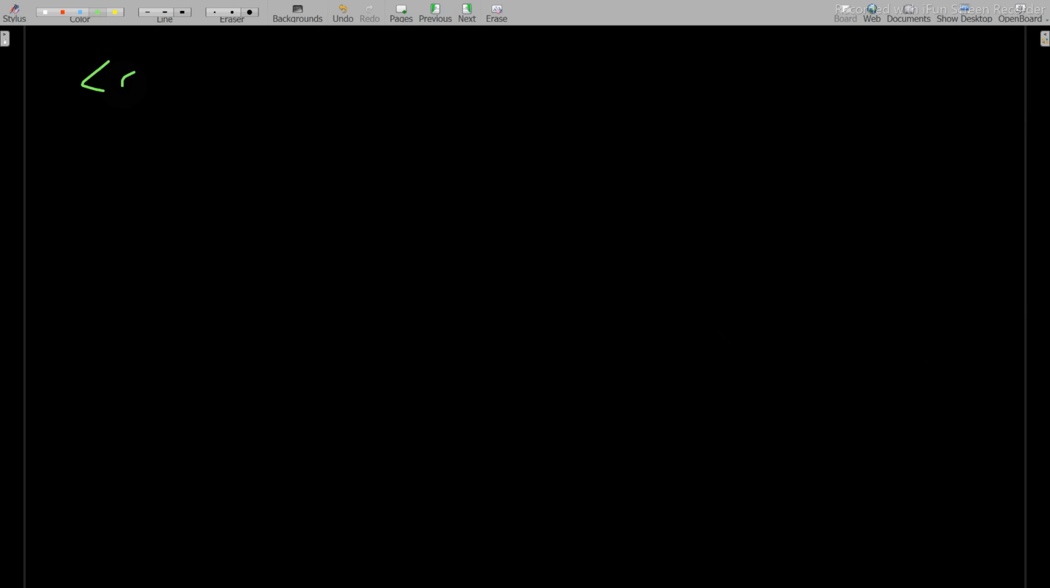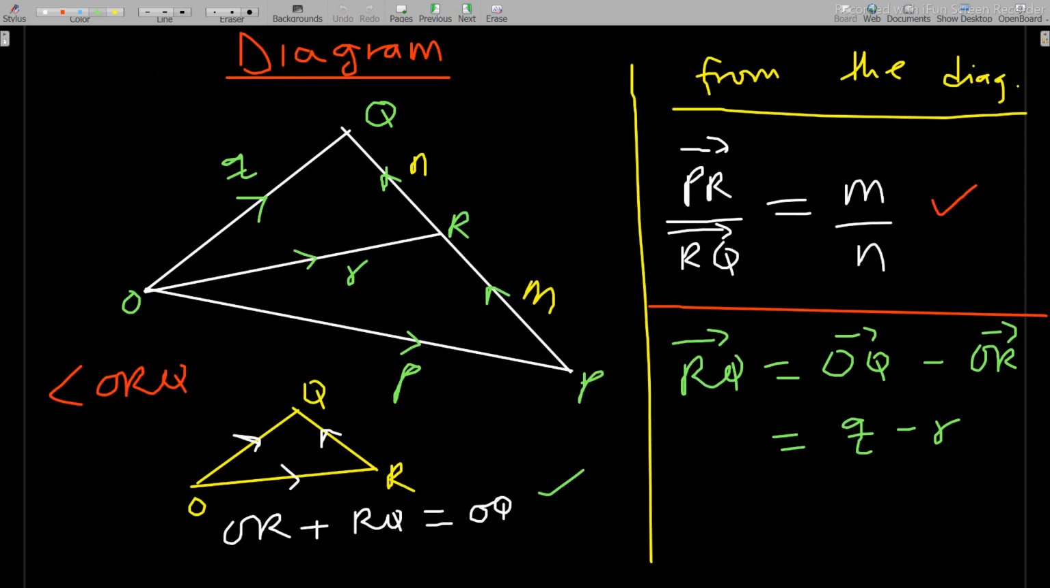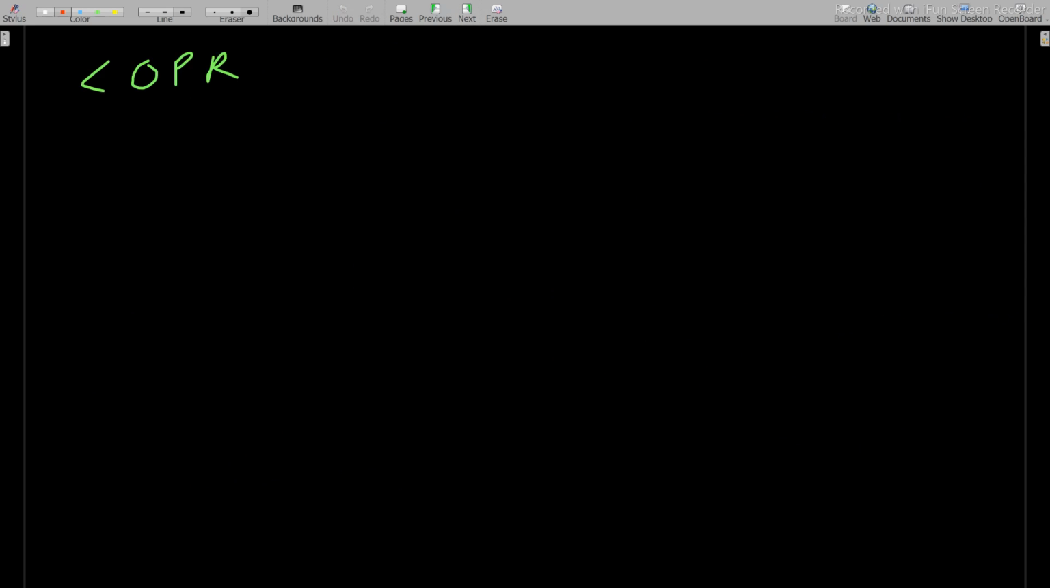Let's go ahead and look at triangle OPR. This is O, this is P, and this is R. I can draw that triangle as well. We can take a pen and pencil and draw that triangle and see. That triangle looks like this.